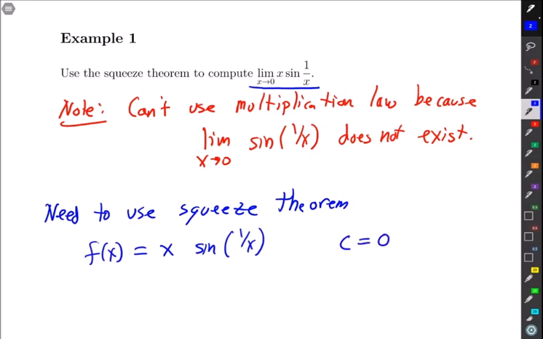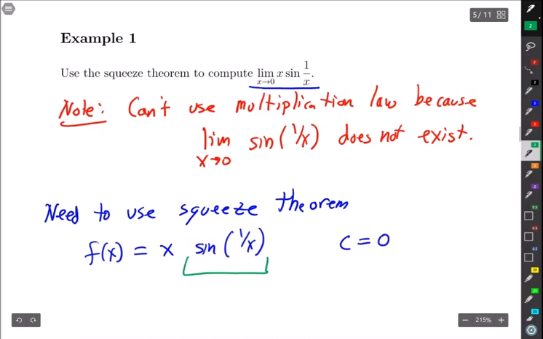Now to figure out, how can we find what these functions L and U should be that are going to set up our expression to satisfy the squeeze theorem? Well, one of the main ways you can start processing this is by thinking about what is the problem with this limit. And the problem with this limit is this sine 1 over x term. It doesn't exist as I go to 0. It's a problem. But it's not really too bad.